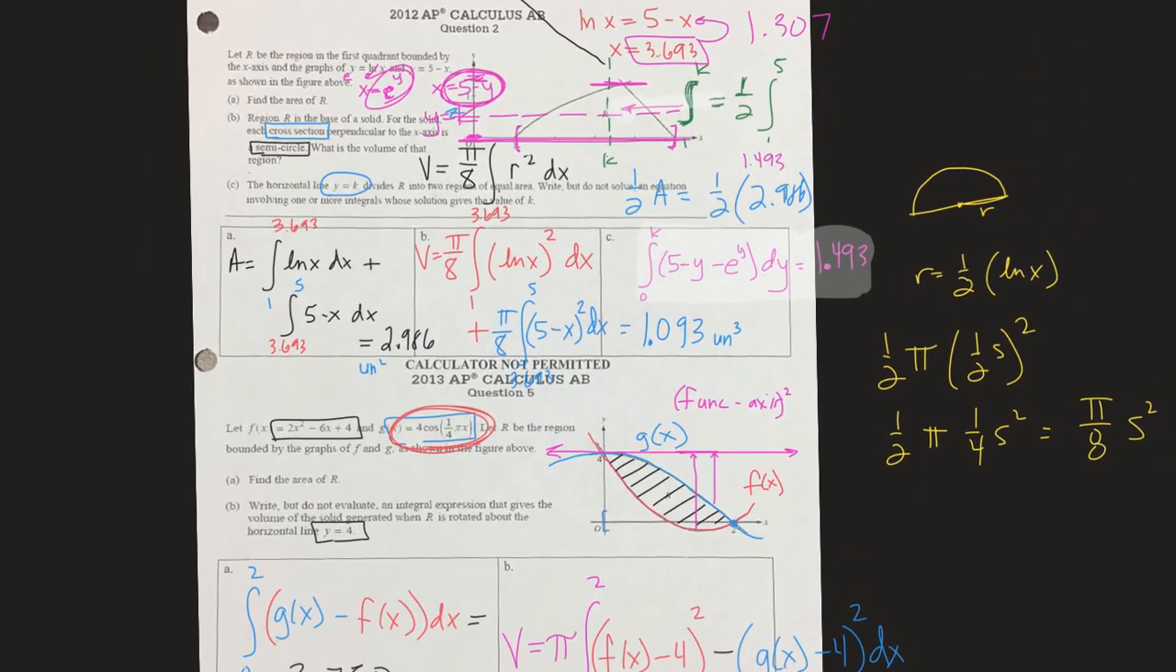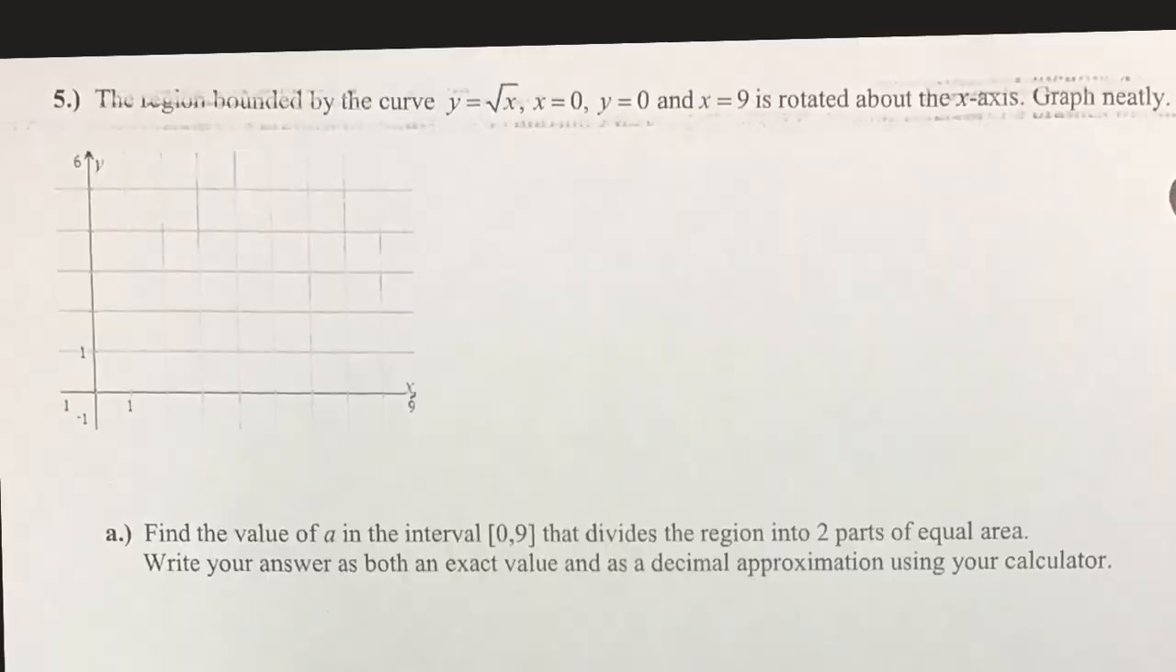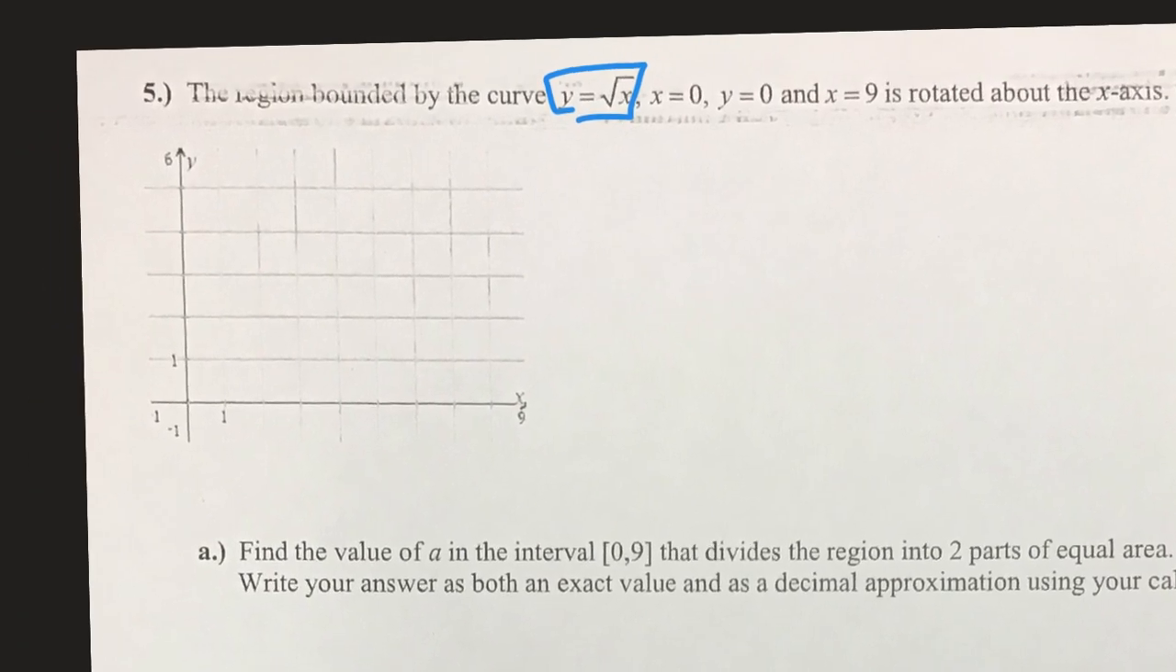Now let me take a picture and look at the back. Here's the back. We have y equals root x, x equals 0 and 9, rotated about the x-axis. Graph neatly. So let's take some perfect square roots. 0 is 0. If x is 1, y is 1 because the square root of 1 is 1. When x is 4, y is 2 because the square root of 4 is 2. When x is 9, y is 3 because the square root of 9 is 3. So this is the region that we are rotating.